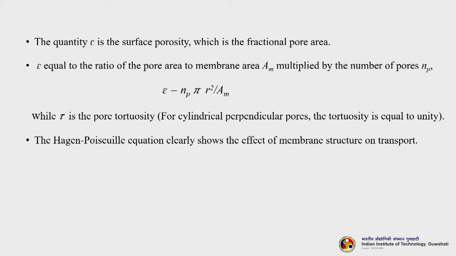Now, epsilon is equal to the ratio of the pore area to the membrane area multiplied by the number of pores. So, we can calculate epsilon using the equation N_p pi r squared by A_m. N_p is the number of pores present on the membrane surface, pi r squared is the area of a pore, and A_m is the area of the membrane, and tau is the pore tortuosity. For cylindrical perpendicular pores, tortuosity is equal to 1. The Hagen-Poiseuille equation clearly shows the effect of membrane structure on transport.